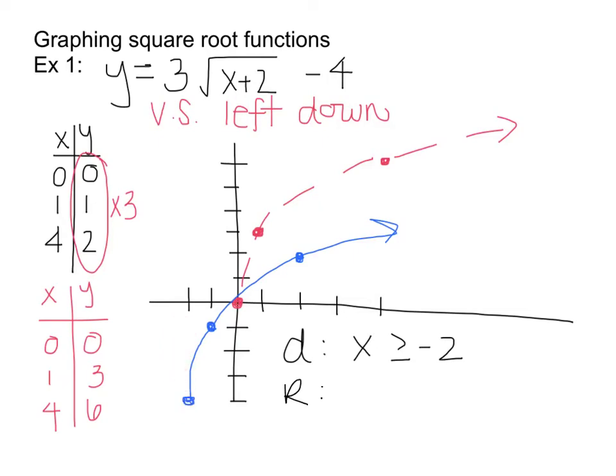Now let's talk about the range. Check what a is. A is positive 3, so that means it's going to be y is greater than or equal to. Then we need to look at the number at the end, and the number at the end is minus 4. Let's look at our graph. That should match. The lowest point on our graph should be negative 4, and it is. Now we're going to look at the cube root function.